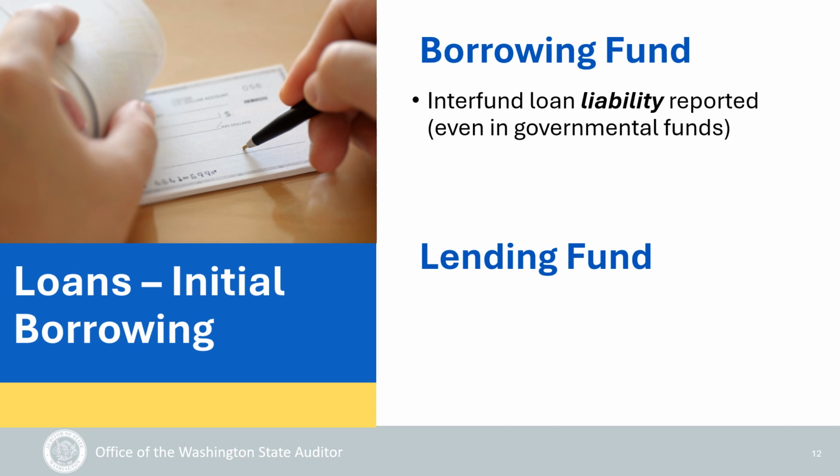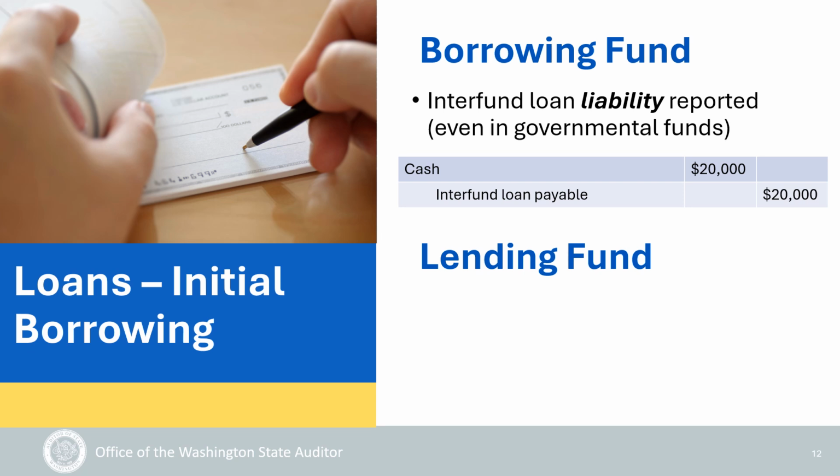The borrowing fund is the fund that receives cash. To increase cash, we need a debit. The other side of the transaction is a liability called interfund loans payable. Since this fund has borrowed money, they now owe the other fund repayment. That means they need to report a liability. Interfund loan liabilities are reported in all funds, even governmental funds, even if the loan is for more than 1 year. Normally, long-term liabilities are not reported in governmental funds, but interfund loans are an exception, so they do get reported as liabilities in the governmental funds.